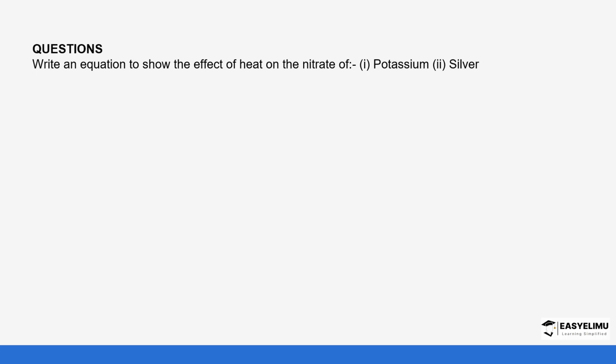So the question here is: write an equation to show the effect of heat on nitrate of potassium. So we have potassium nitrate. If you heat it, we said you're going to form potassium nitrite. It does not decompose fully, plus oxygen gas. So we balance the equation. We said you put a 2 here and a 2 here. That's going to form a balanced equation.